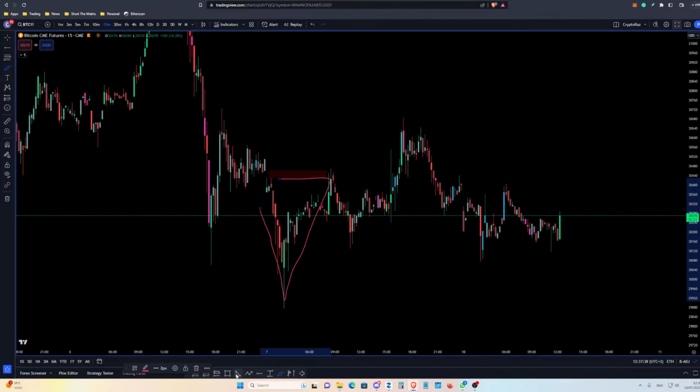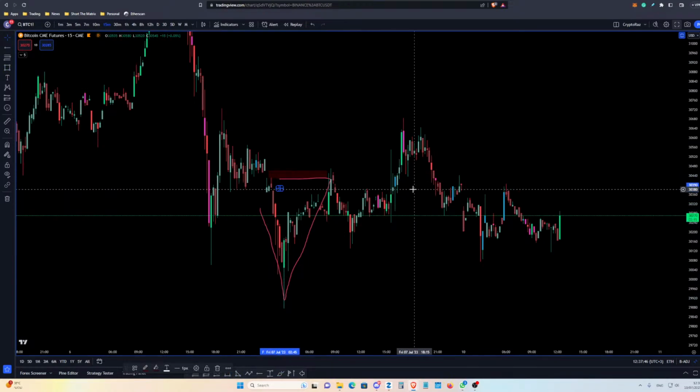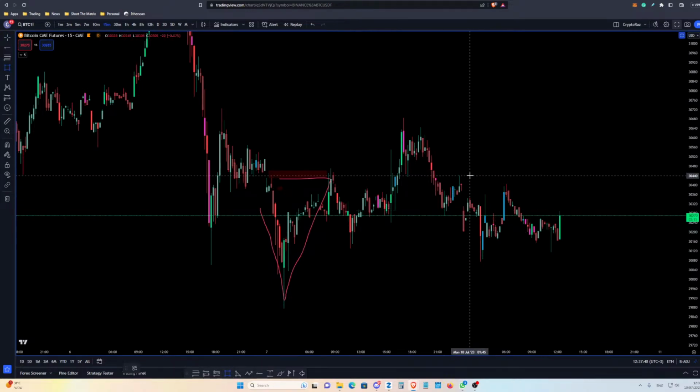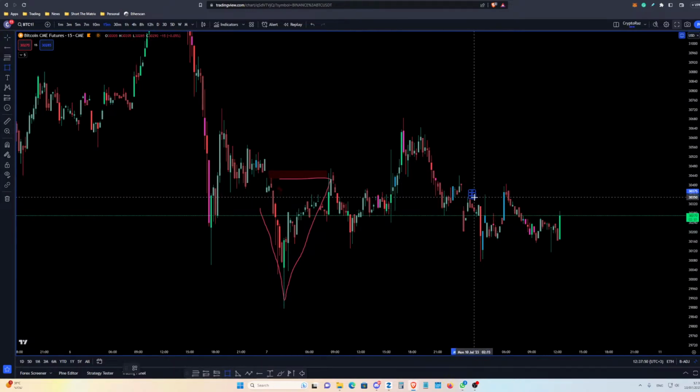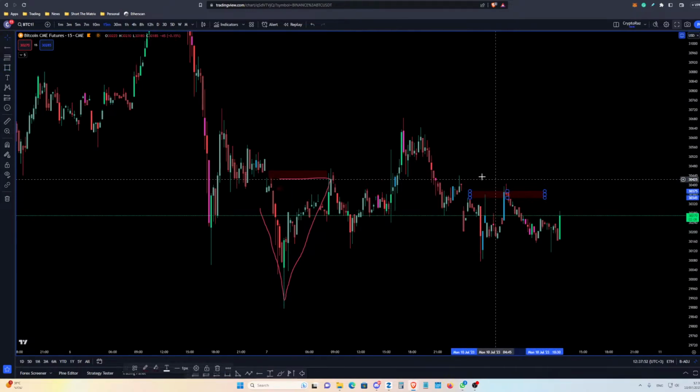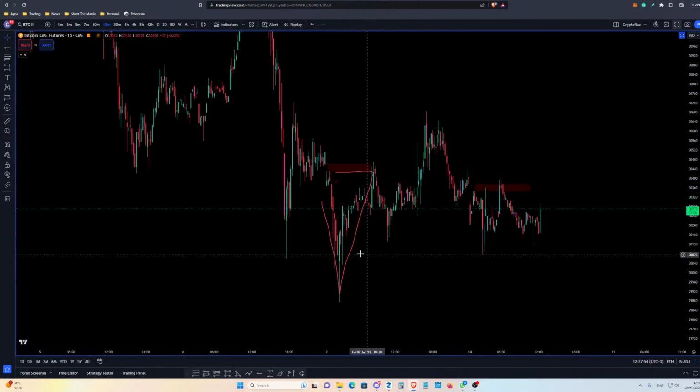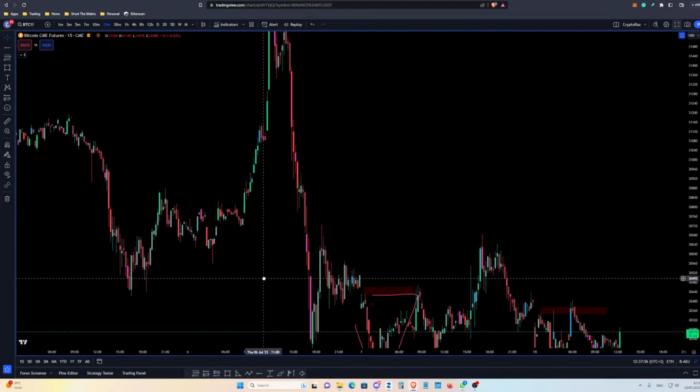There's another one, another gap in the chart. So small, but it also came back to it. And here's another one for you. Another gap, another retrace into it. So let's head over and find more gaps.